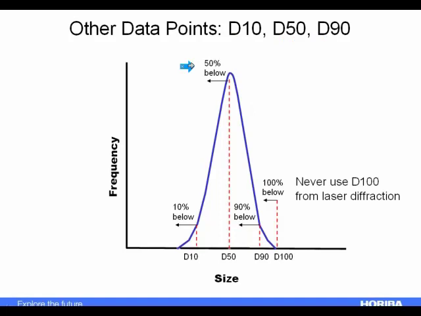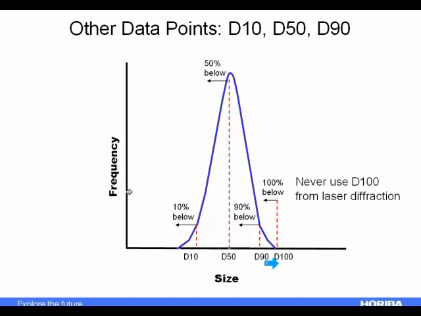The D50 is that median value where 50% are above and 50% are below this diameter. The D90 here, 90% of the particles are below this diameter. And here's the D10, 10% of the particles are below the D10. So these are the numbers we will typically use when I talk about setting specifications using laser diffraction: the D10, D50, and D90. Now 100% of the particles would be below the D100.